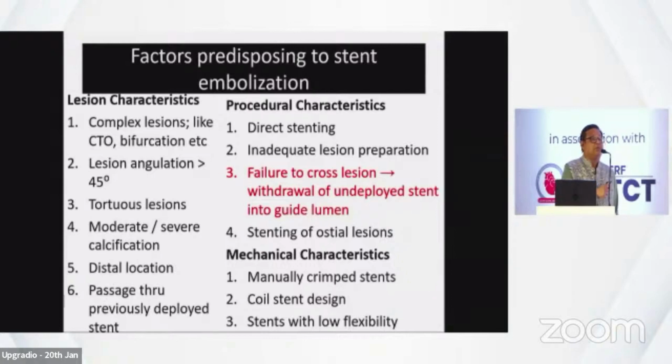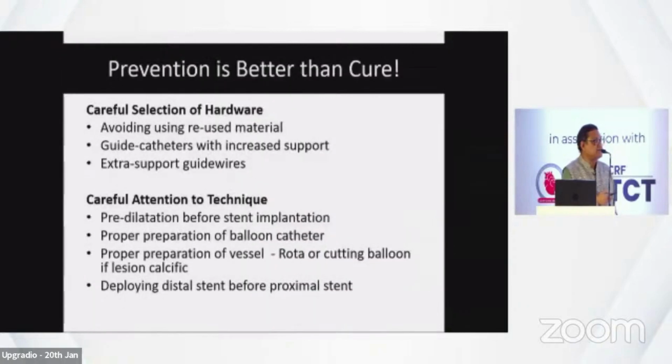Then, as I said, manually crimped stents have a higher chance. Previous types of stents, like coiled stent designs and stents with low flexibility, all were associated with embolization risk. Whenever you see these lesion characteristics or stent characteristics, you realize that there could be a chance of embolization, and you should be very careful with your hardware.